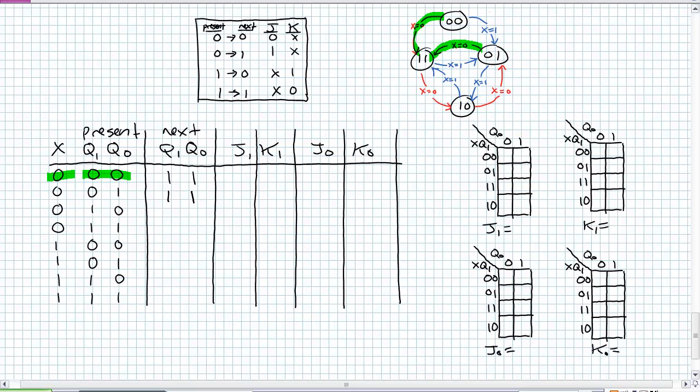Let's go ahead and see if you can figure out the next state, i.e. the output based off that state diagram. See if you can go ahead and figure out the next Q1 and Q0 state. So hopefully your next state outputs look the same as mine.